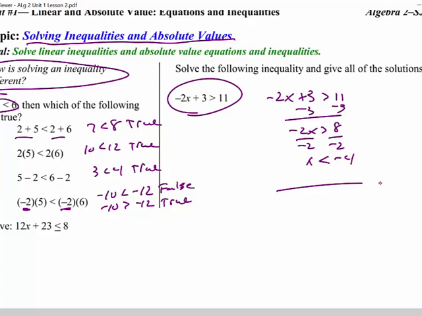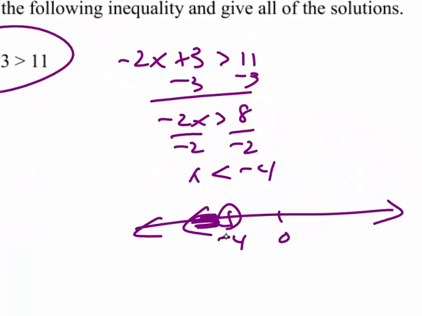So when we do an inequality, we draw a number line. So here's 0, here's negative 4. X less than negative 4 is an open circle because there's no equality. So I can pick any number less than negative 4. Example, I could pick x equals negative 5. So if I plug in negative 5, I should get a true statement.